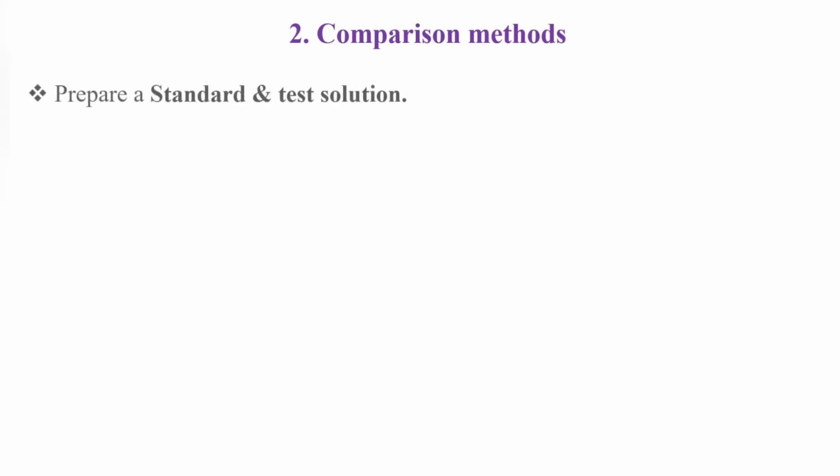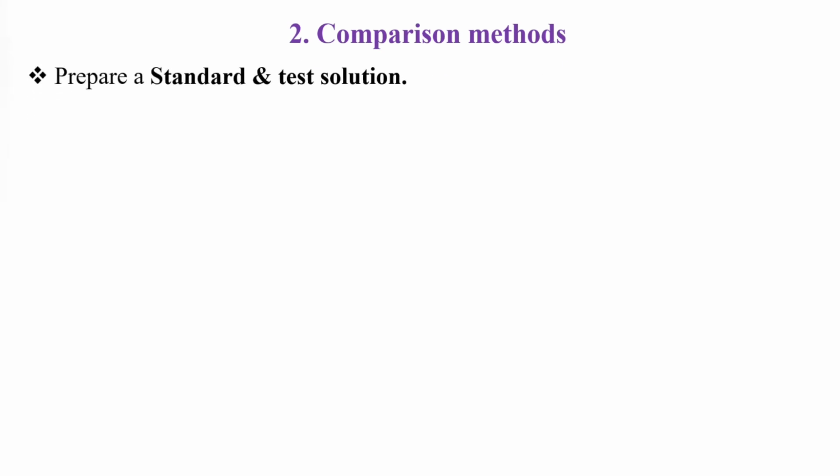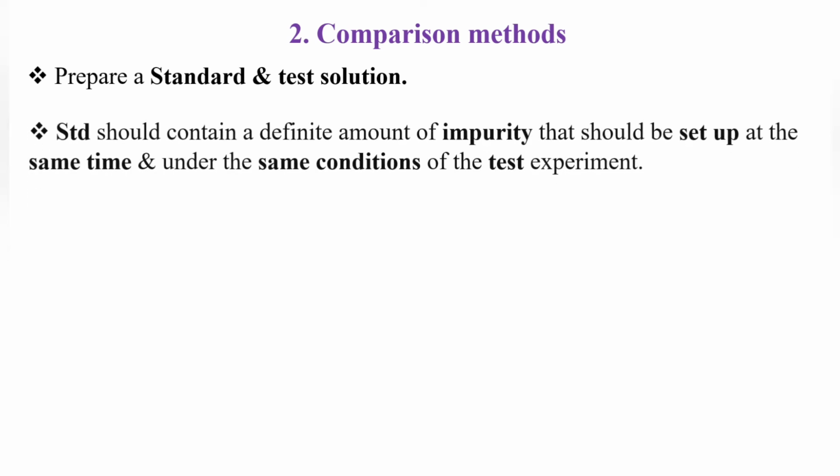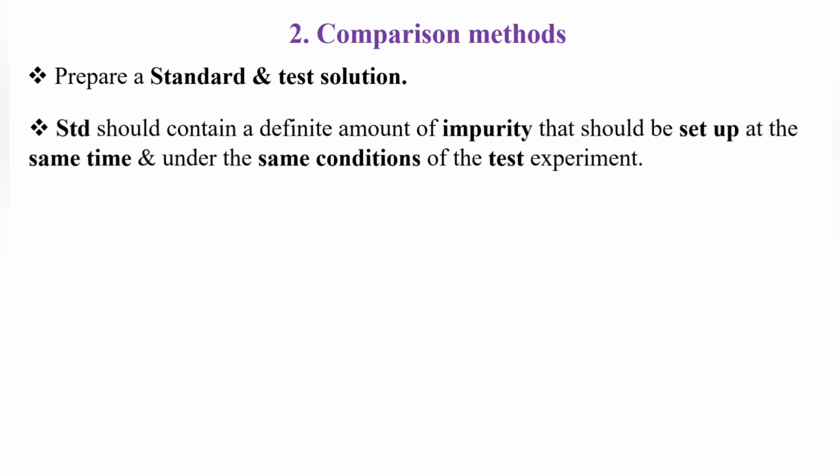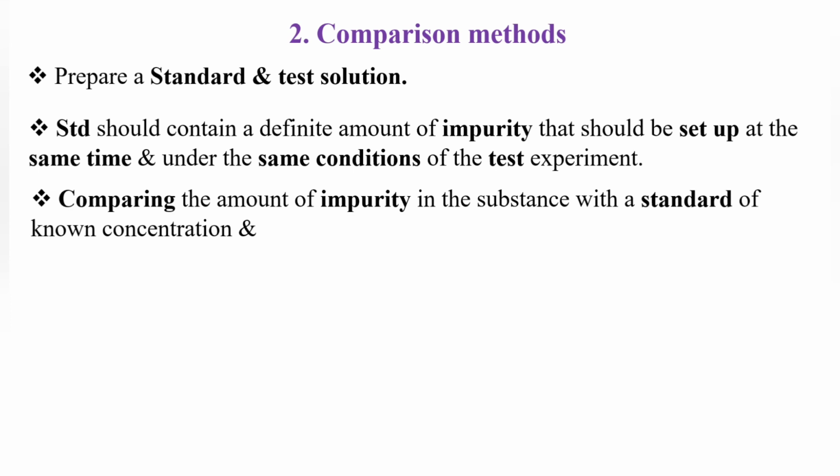Second one is comparison methods. In comparison methods, first we are preparing a standard solution and also a test solution, and that standard should have a definite amount of impurity, and that should be set up at the same time. I mean the standard should be set up at the same time and same conditions as the test.